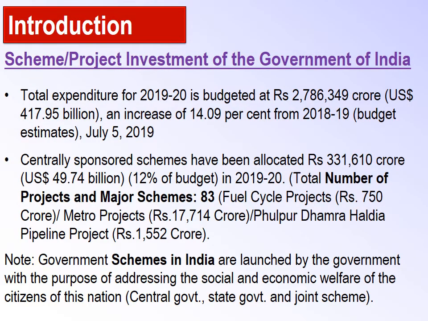So, gentlemen, in case of India, the national budget in 2019 and 20 was about $418 billion, and about $50 billion was invested for scheme and project implementation. It is about 12% of the national budget.